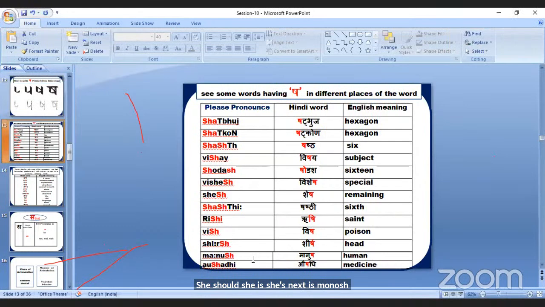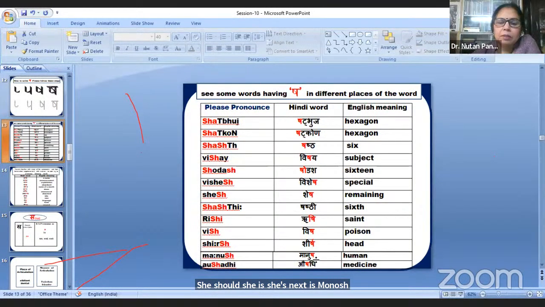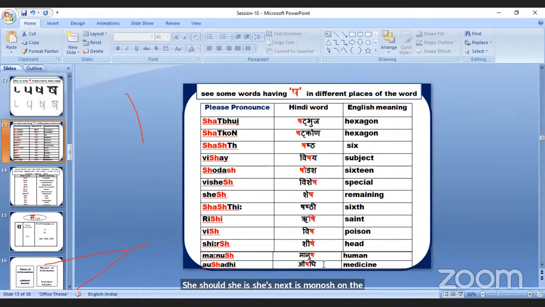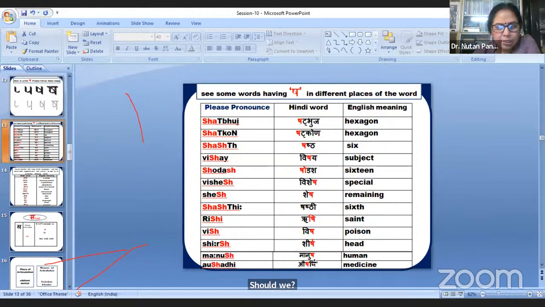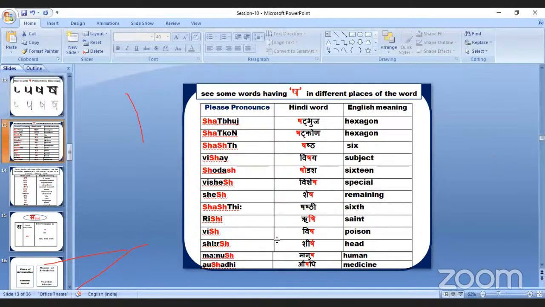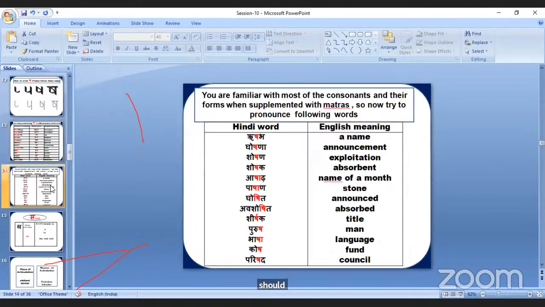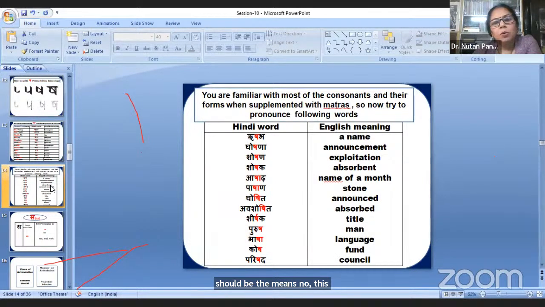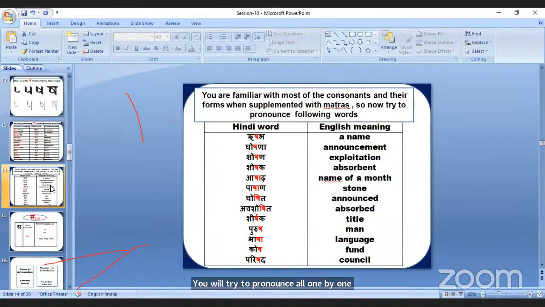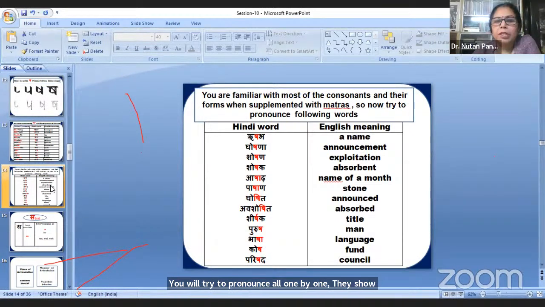Manush. Manush. Next is aushadhi. Aushadhi. Please try aushadhi. Good. Aushadhi means medicine. Now this is for you: you will try to pronounce all one by one. First word, Rishabh. Rishabh is the name of a boy. Rishabh.